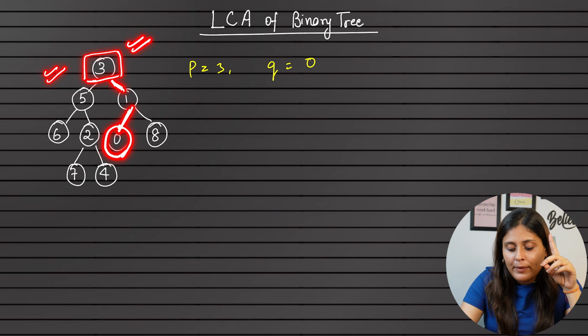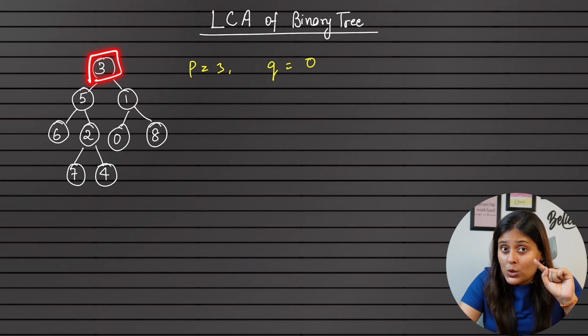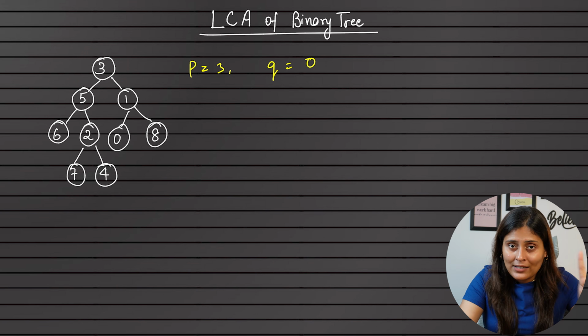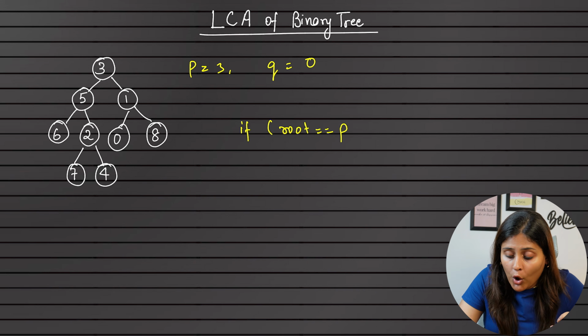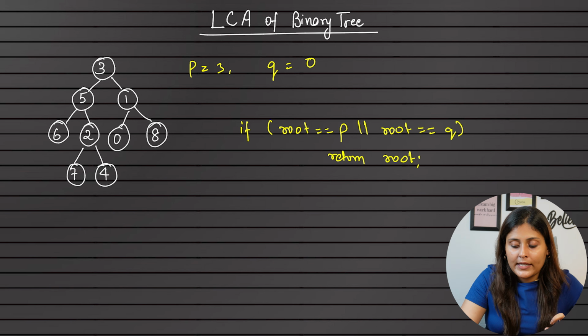So can I say, if my root value, root can be any node I'm saying, if the root value matches with either P or Q, return the same root as an answer? Can I say that? What I thought. So I'll write this: if my root is equal to P or my root is equal to Q, I want to return what? The same root. Can I say this? Okay.